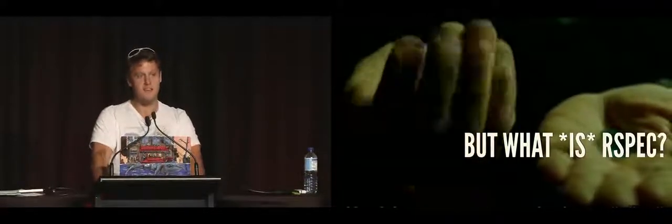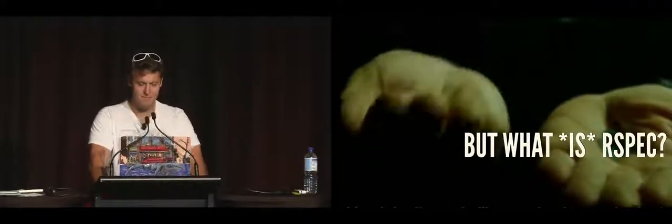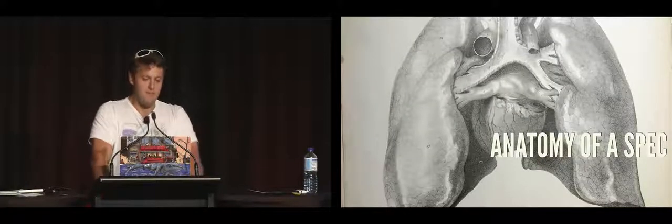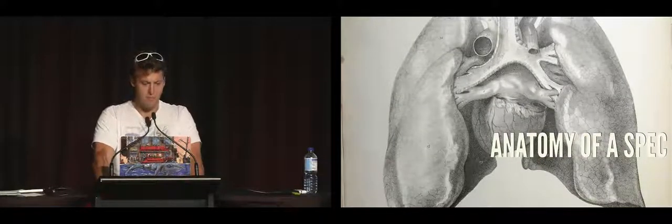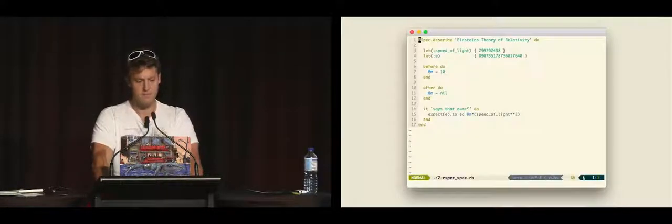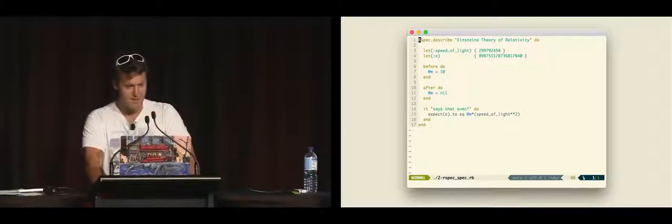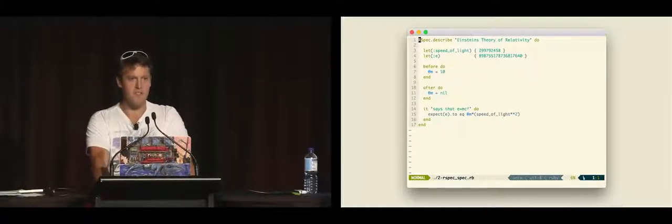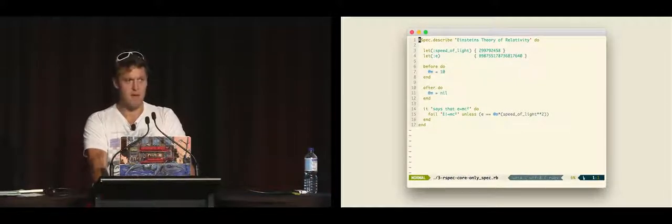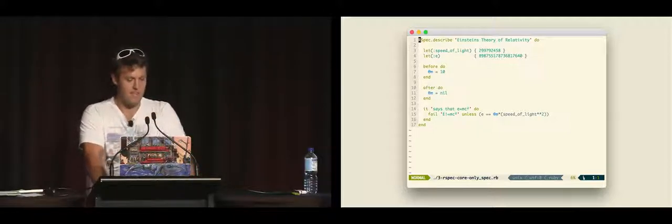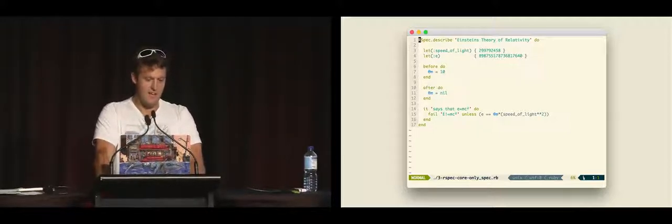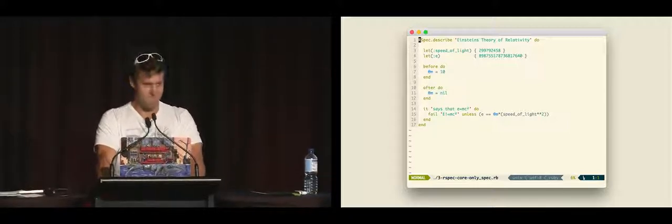But what is RSpec on the inside? Let's take a moment here to step inside our sample spec, break it apart, and take a peek at how RSpec actually works. Once again, I have brought back the theory of relativity here, our trivial example. And the first thing we're going to do is rewrite this so that it's just an RSpec core spec. Not a lot's changed, but basically the syntactic sugar from the expectation has disappeared, and we're instead just failing unless E is equal to MC squared.